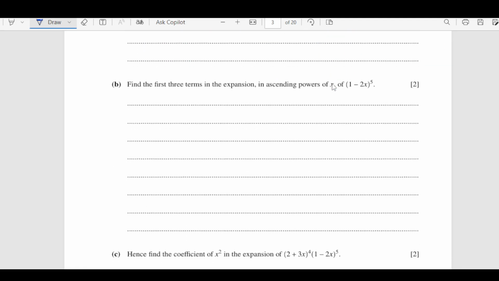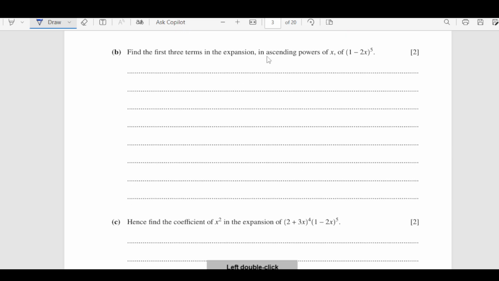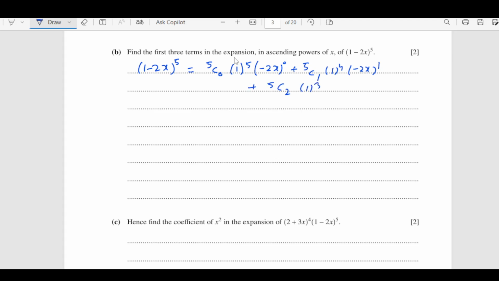Now next one, find the first 3 terms in the expansion. We have another expression here, 1 minus 2x, the binomial, to the power 5. So again we are going to write down 5c0, and I'm writing only the first 3 terms. So 1 power 5 into negative 2x to the power 0. Remember to put the negative sign, as we have this negative sign with the 2x here. Then we have 5c1, 1 power 4, negative 2x power 1, plus 5c2, 1 power 3, negative 2x power 2, right?